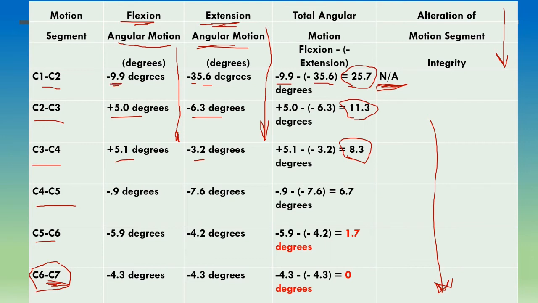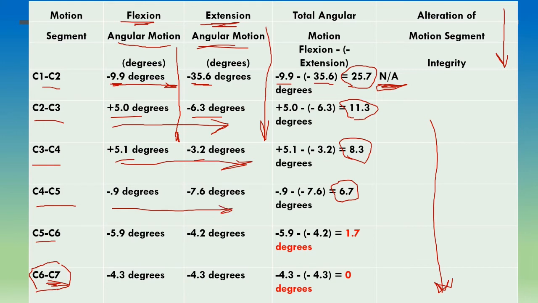So here we start out at minus 9.9 and we end up at minus 35.6. Indeed, we are becoming increasingly negative as we go from flexion to extension. Here we go from 5 degrees to 6.3, and again we're becoming increasingly negative. From 5.1 to minus 3.2 is increasingly negative. So we're seeing here at these upper levels of the cervical spine proper angular motion relationships as the spine moves from the extreme of flexion to the extreme of extension. At C4, C5, we have 6.7 degrees of total angular motion, and indeed we go from minus 0.9 to minus 0.76, so we're becoming increasingly negative.